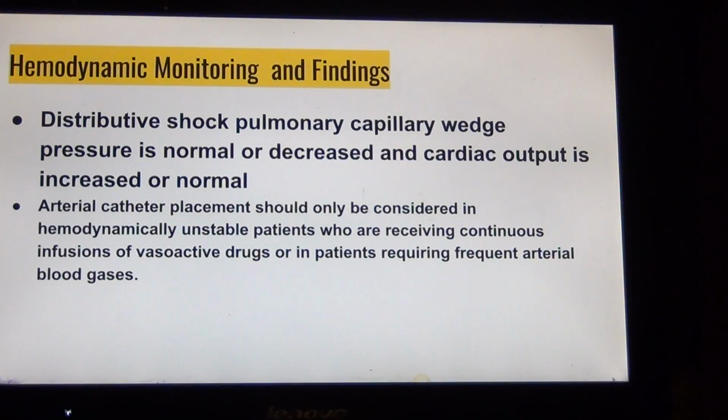Hemodynamic monitoring and findings. Distributive shock: pulmonary capillary wedge pressure is normal or decreased, and cardiac output is increased or normal. Arterial catheter placement should only be considered in hemodynamically unstable patients who are receiving continuous infusions of vasoactive drugs or in patients requiring frequent arterial blood gases.